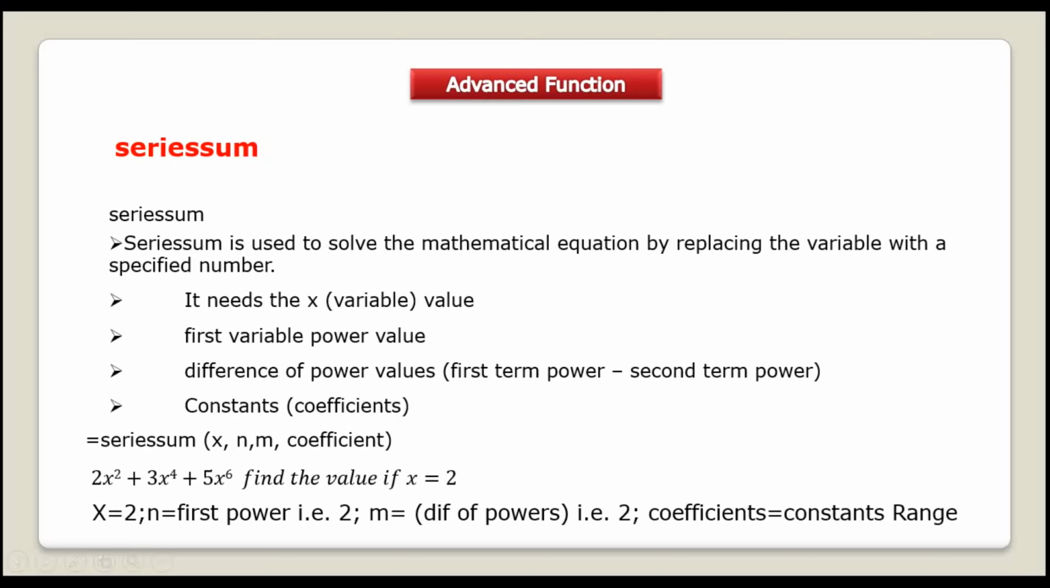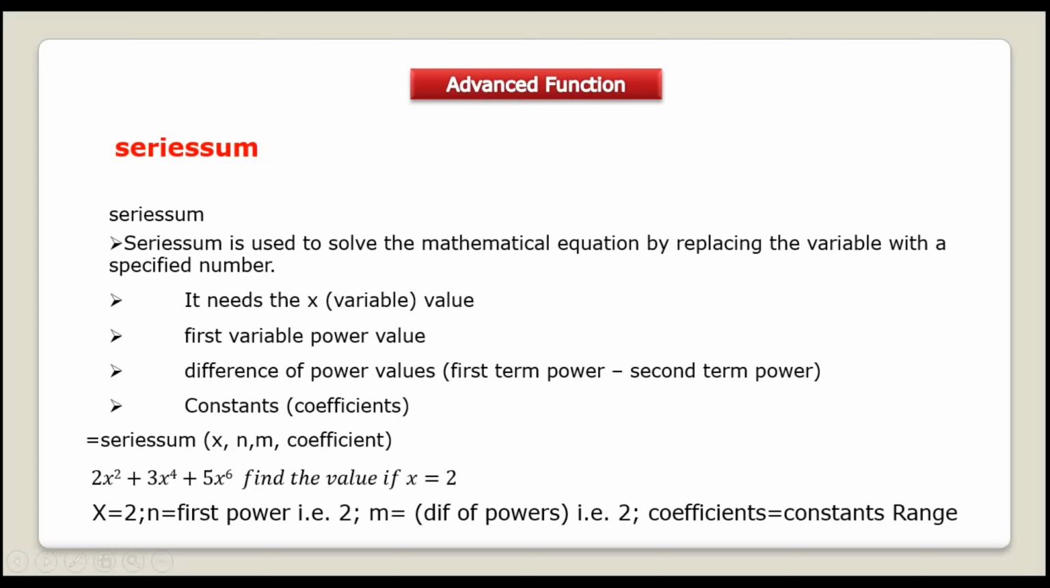First, n is nothing but the first power value, that is 2, and m is nothing but the difference of the powers. So 4 minus 2, the power difference, is 2, and 4 minus 6 is also 2.